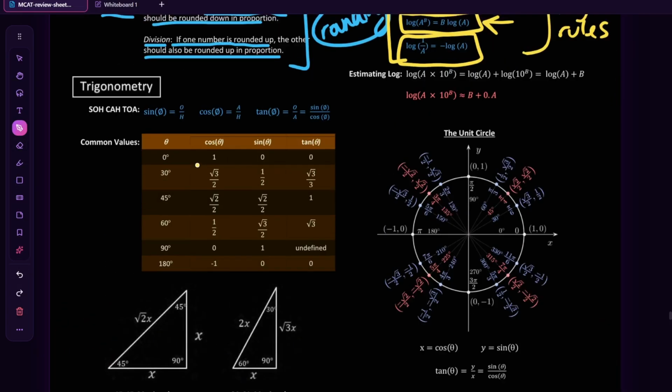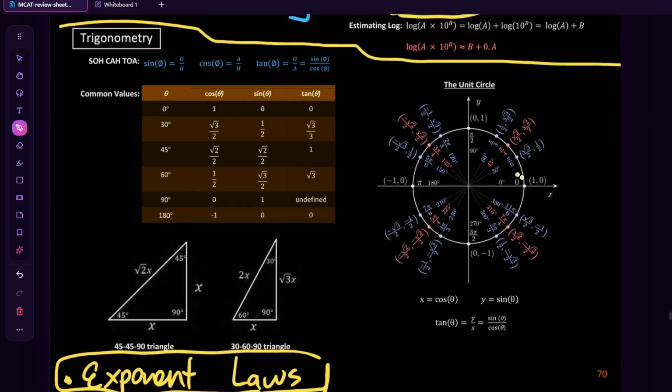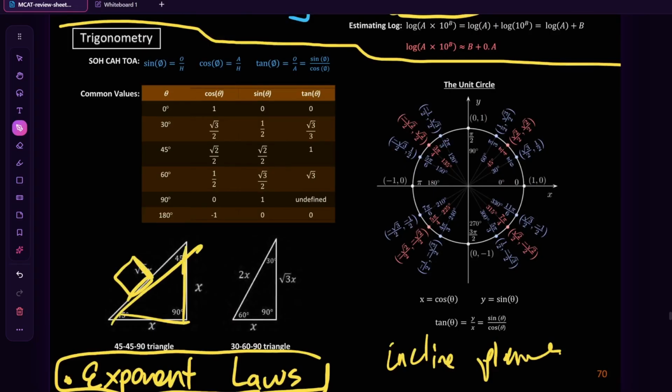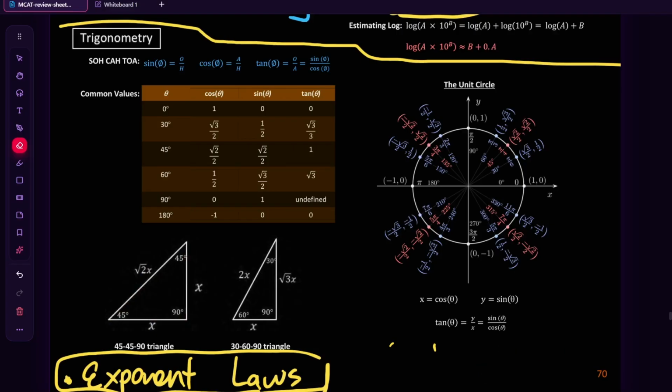Now, last but not least is also trigonometry, which is all of this down here. All this is really important because when you do inclined planes, there are questions like: there's a box on an inclined plane and you have to solve different things. Yeah, you're going to need to know your trigonometry for things like that.